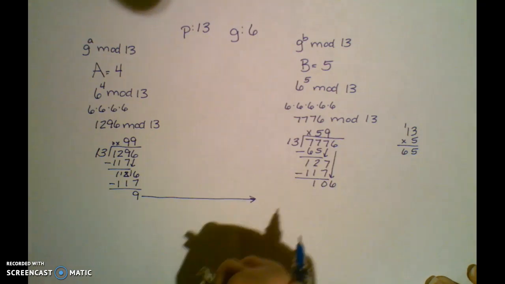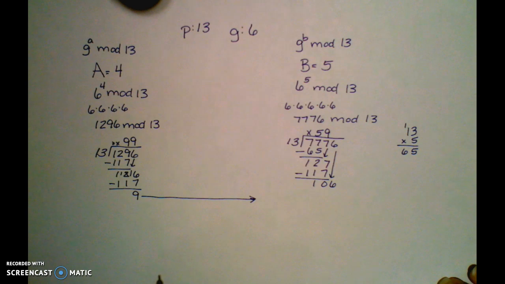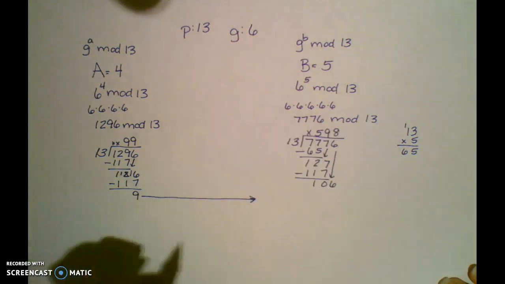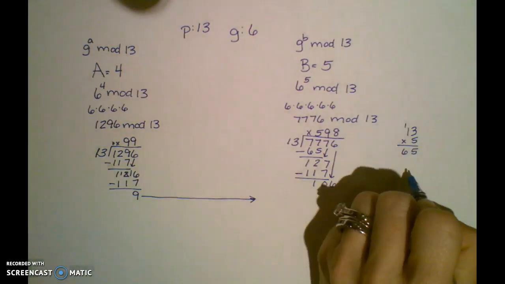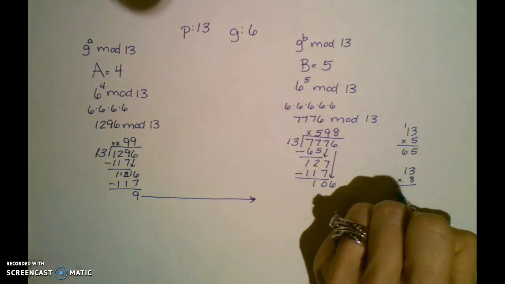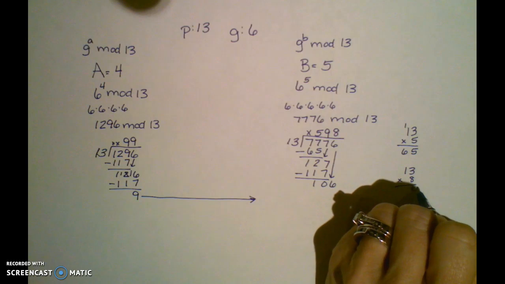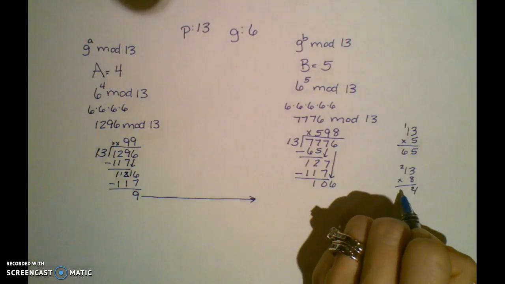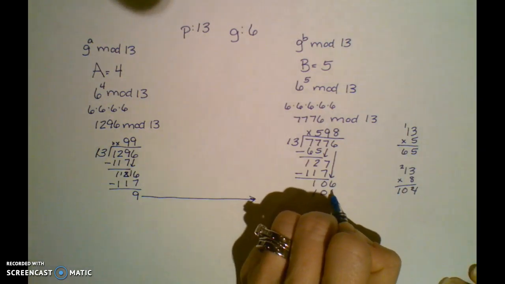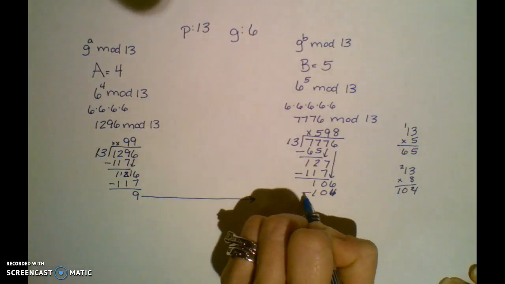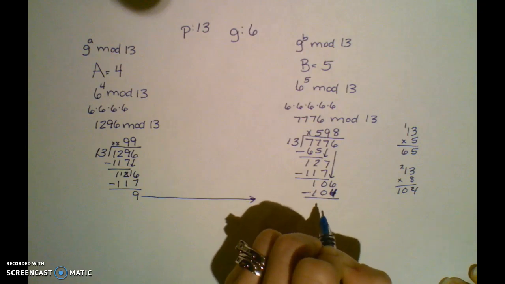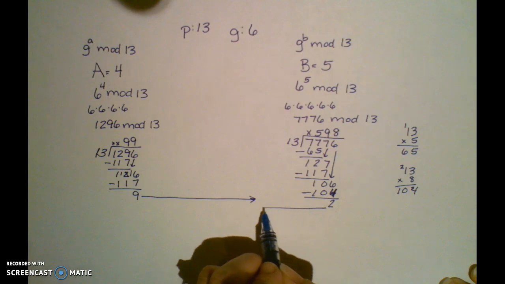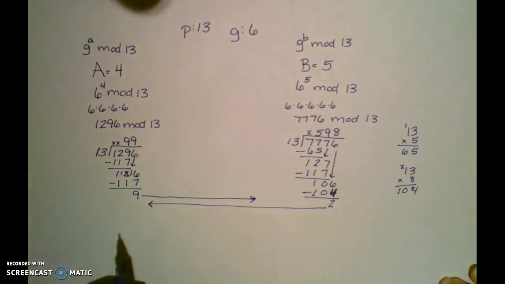And I'm going to bring down a 6. Okay, so it looks like 9 isn't going to work, but 8 will. Okay, 13 times 8. Here we go. 8 times 3 is 24. Carry the 2. 8 times 1 is 8, plus 2 is 10. So here we've got 106. Oops, sorry, 104. And when I subtract, I get 2. So Bob is going to send that 2 across to Alice.